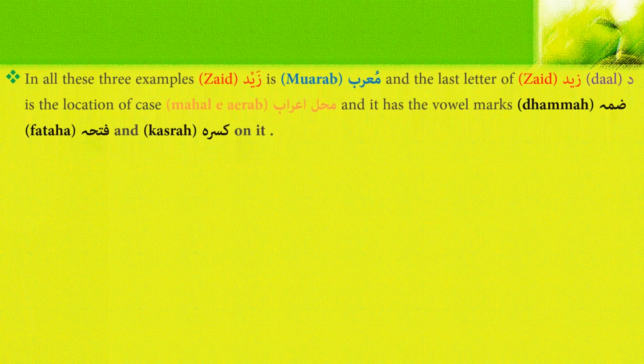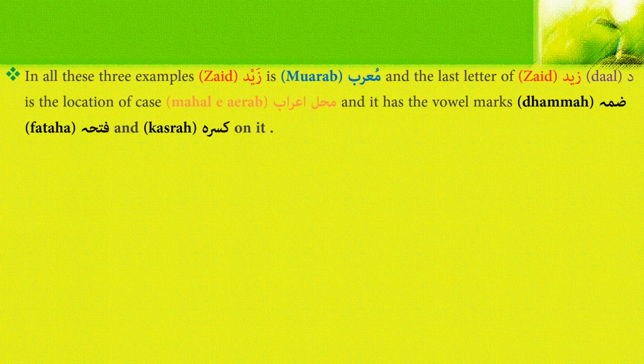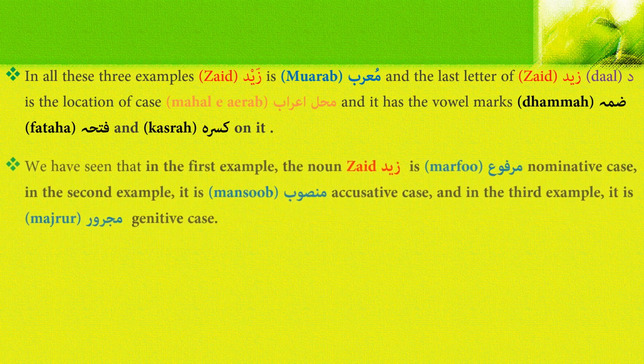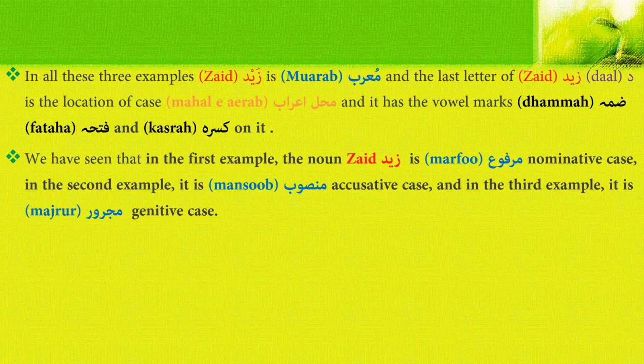In all these three examples, Zaid is mu'arab and the last letter of Zaid, dal, is the location of case, mahal i'rab, and it has the three vowel marks dhamma, fatha and kasra on it. We have seen that in the first example, the noun Zaid is marfu', nominative case. In the second example, it is mansoob, accusative case. And in the third example, it is majroor, genitive case.